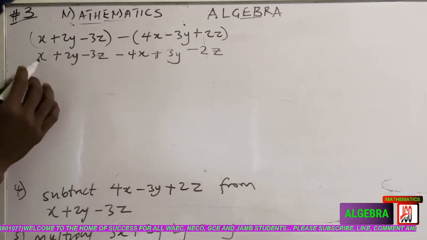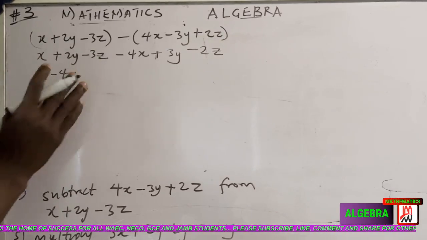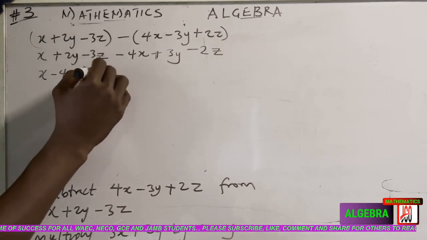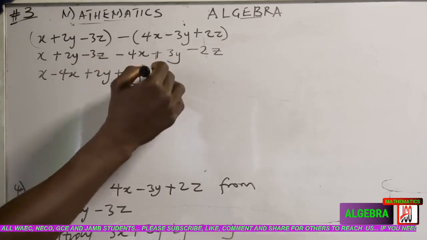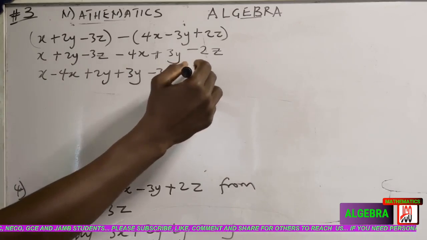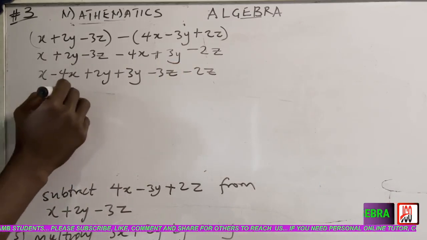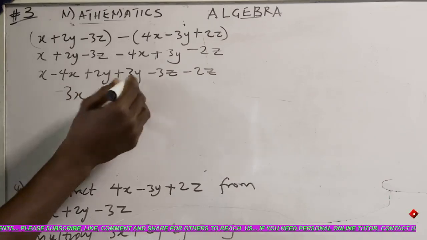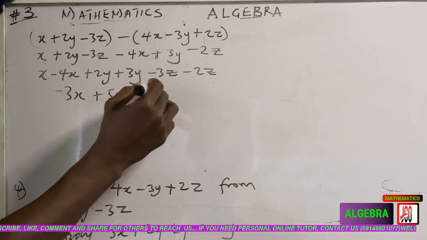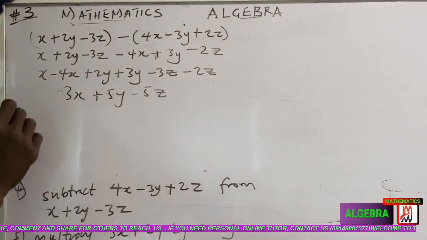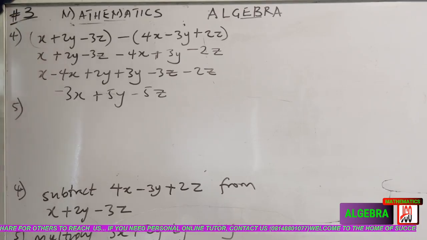So watch now. x and minus 4x, they are the ones that are like terms. So x minus 4x together, 2y and 3y together, minus 3z and minus 2z together. x minus 4x is minus 3x. 2y plus 3y is 5y. Minus 3 minus 2 is minus 5z. That gives you your answer for question number 4.